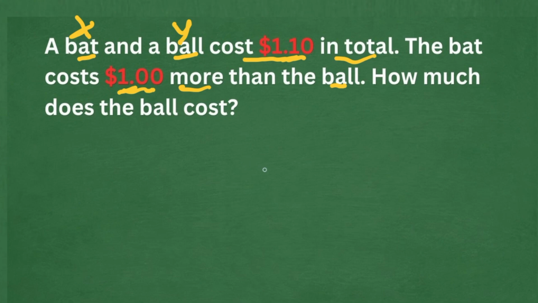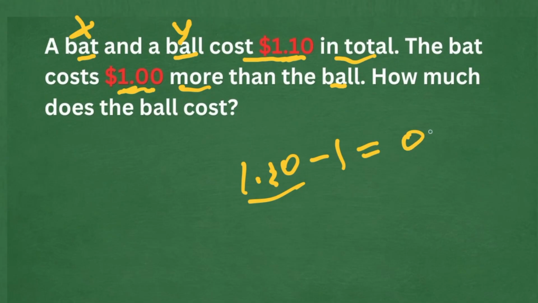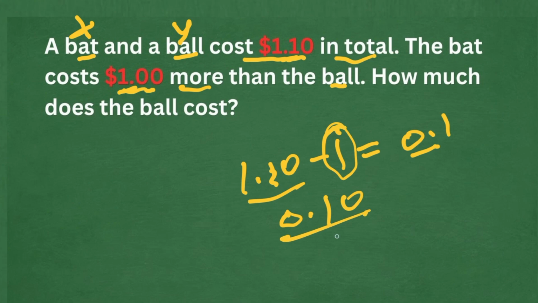So to do this, we know that the bat costs $1 more than the ball. So we can just subtract $1 from the total. So we subtract $1 from $1.10, which gives us 10 cents. We know that we subtracted the extra dollar that the bat costs more, so we end up with 10 cents only. So we can divide these 10 cents into 2, one for the bat and one for the ball.